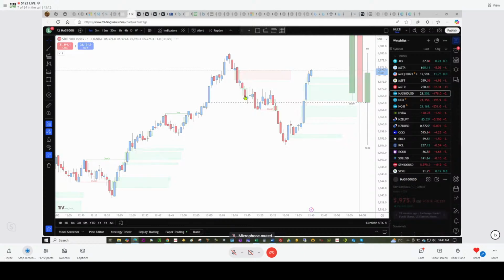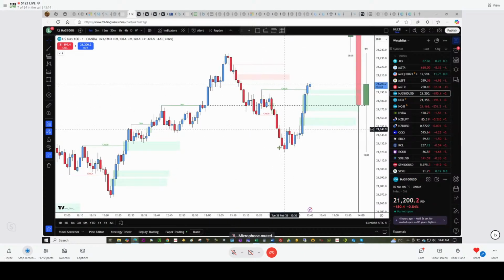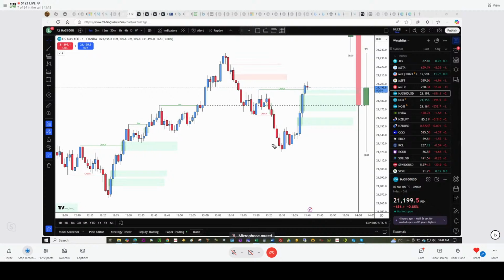So yeah, I mean, they're always going to be making things a little difficult for you. They're not going to make it all look perfect. So for this one to get in, you could wait for closure above, and there we have a closure above. So now a retrace of this current move would be great in one of these gaps.